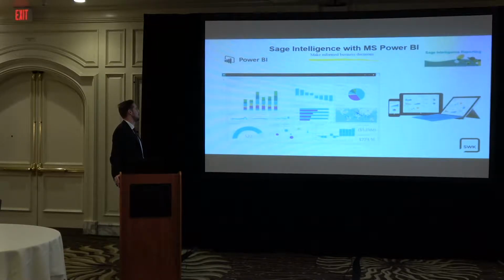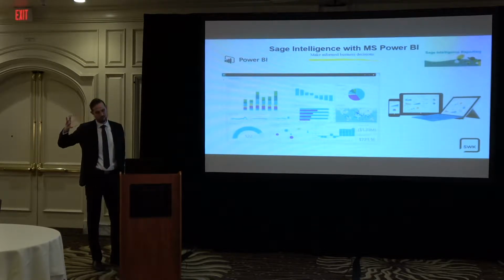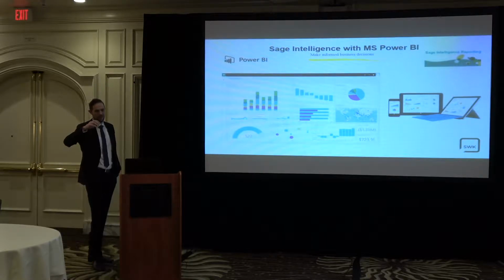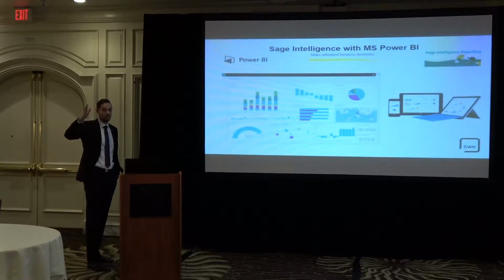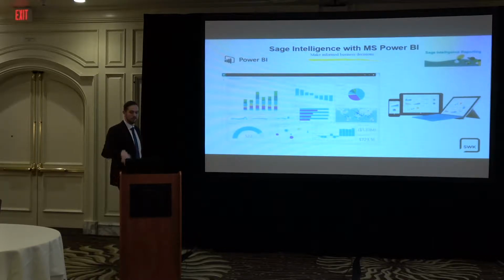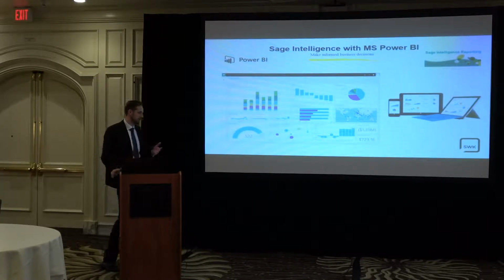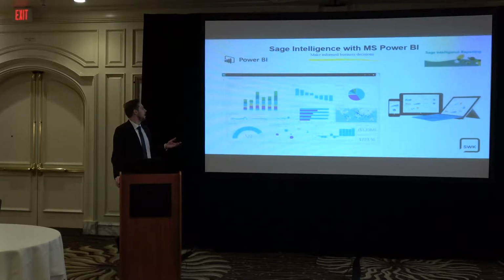And the way that can integrate with Sage Intelligence is you can set up these scheduled reports that we talked about and have them dump every night at a specific location, like a Microsoft OneDrive, where Power BI can pick them up. You use your smartphone or your computer through a web browser and look up your reporting there.